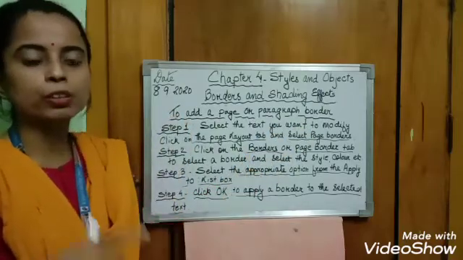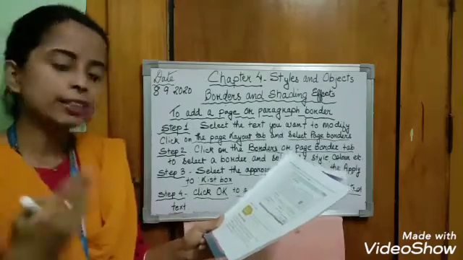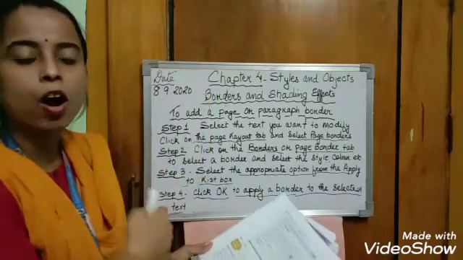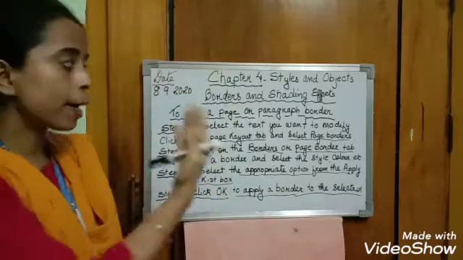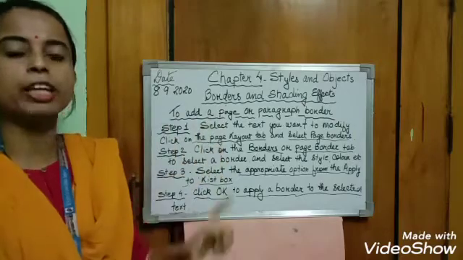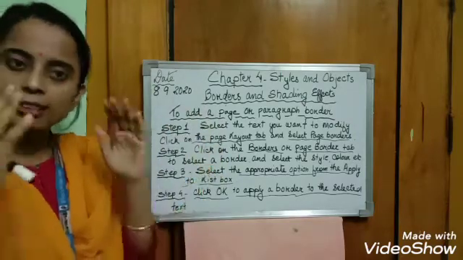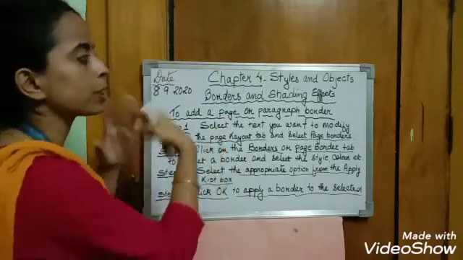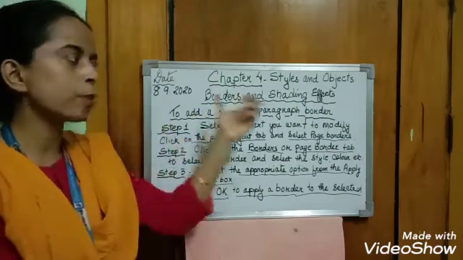As I have already told you, shading is what? Shading is the color or a pattern that is added behind the words or a paragraph. Right? When you draw, that time you give the shading effect in your drawing. Same thing in your Word document also, behind the text or a paragraph, you can apply the shading effect. So these are the steps for applying border effect.